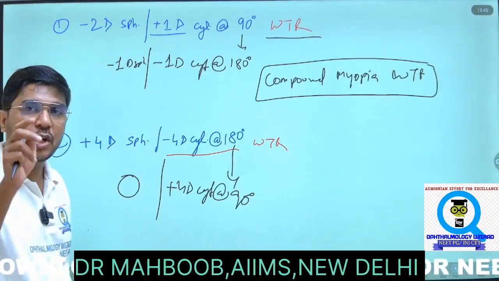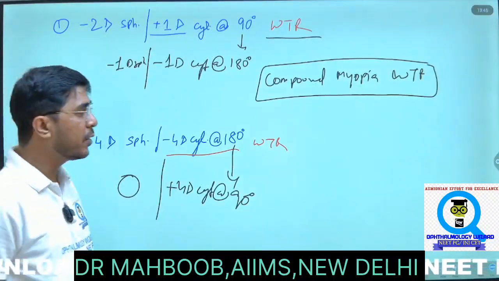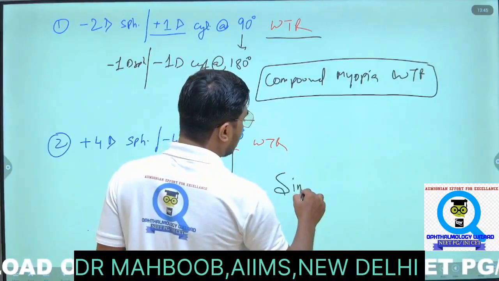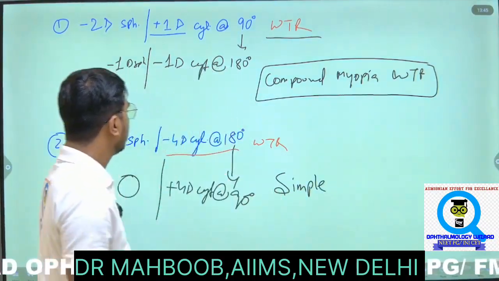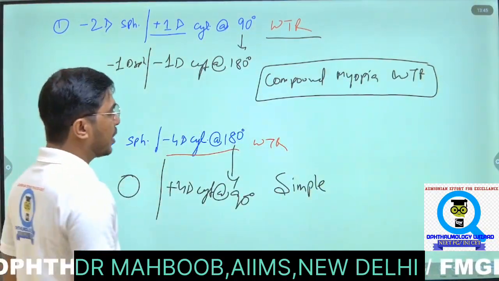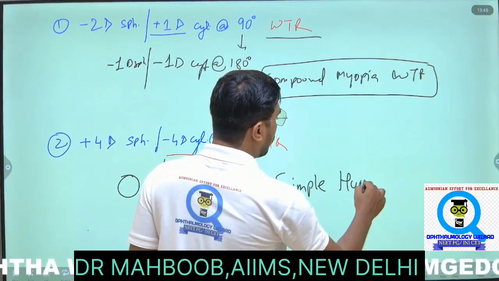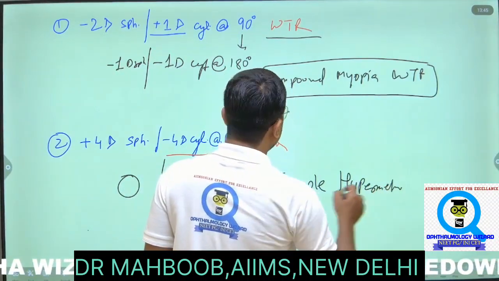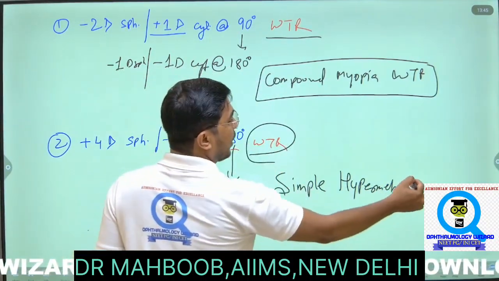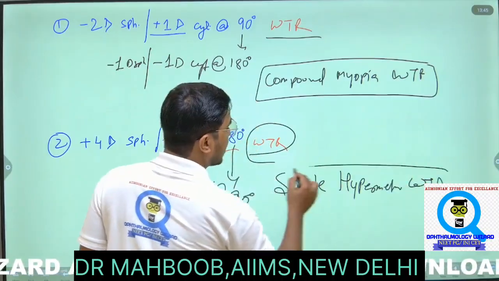One of them is 0. You can see 0 here. It will be simple. What is the sign? Plus sign. It is simple hypermetropia with the rule. So simple hypermetropia with the rule astigmatism.